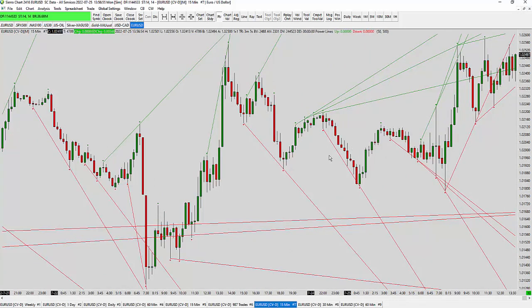Power lines are connecting lines between all these dots. And what are these dots and where do they come from? And you notice some of the dots are not producing lines, such as this one. Why is that? It's all in the setting. This dot gets produced when you have a fractal.